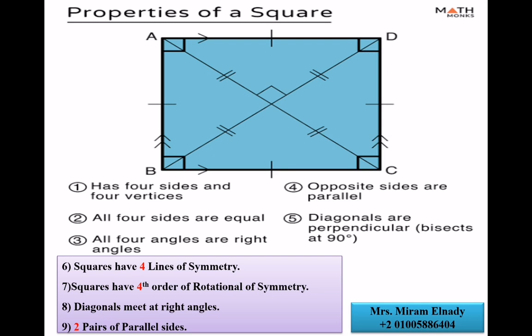Opposite sides are parallel, so it has two pairs of parallel sides, and diagonals perpendicularly bisect each other: they cut each other, and they meet at 90 degrees. Lines of symmetry: it has four lines of symmetry. Squares have rotational symmetry of order four. And diagonals meet at right angles, and two pairs of parallel sides.